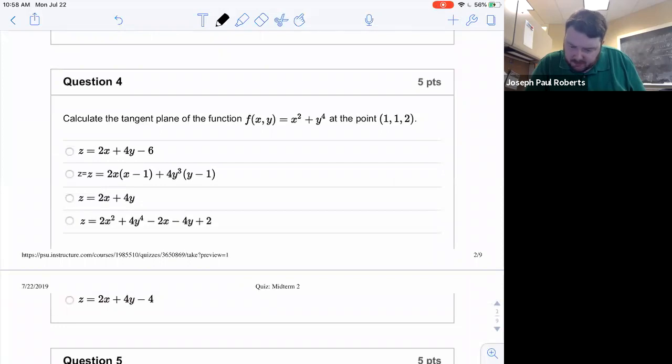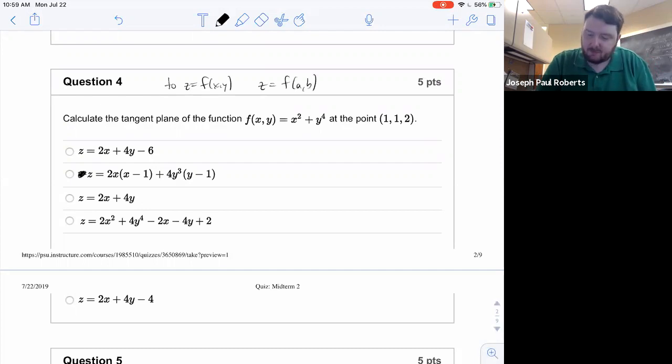Calculate the tangent plane for the function x squared plus y to the fourth at the point 1, 1, 2. So basically we're doing like the linear approximation. Sorry about this little extra z equals. So anyway, this is what we talked about in section 14.4. So the tangent plane to z equals f of x y is z equals f at the point plus the x partial at the point times x minus a plus the y partial at that point times y minus b.